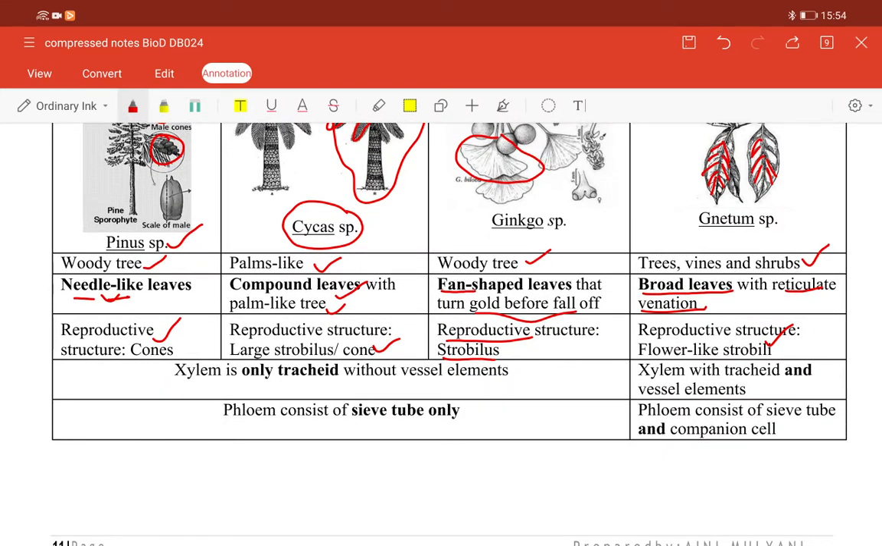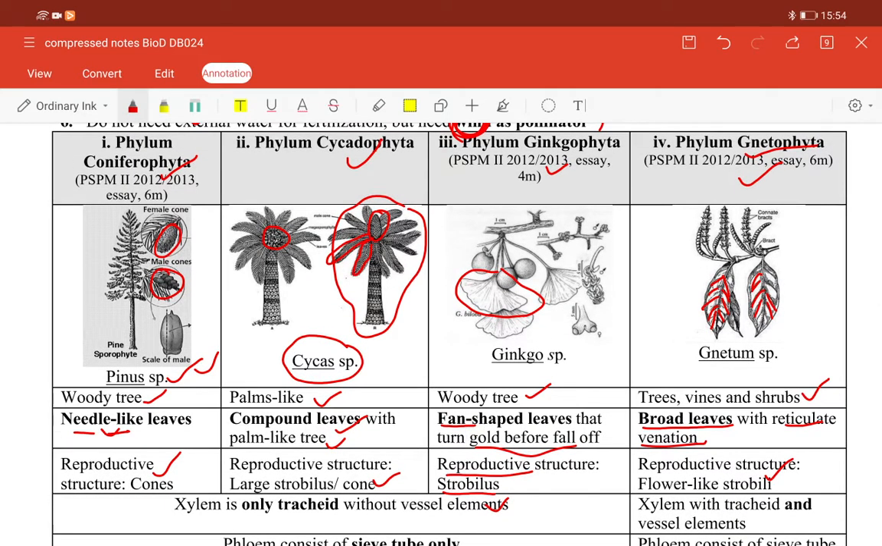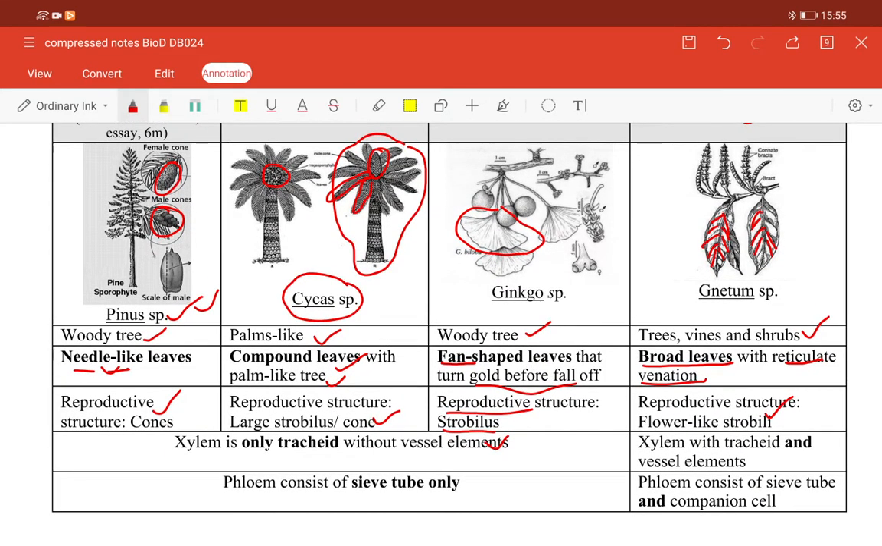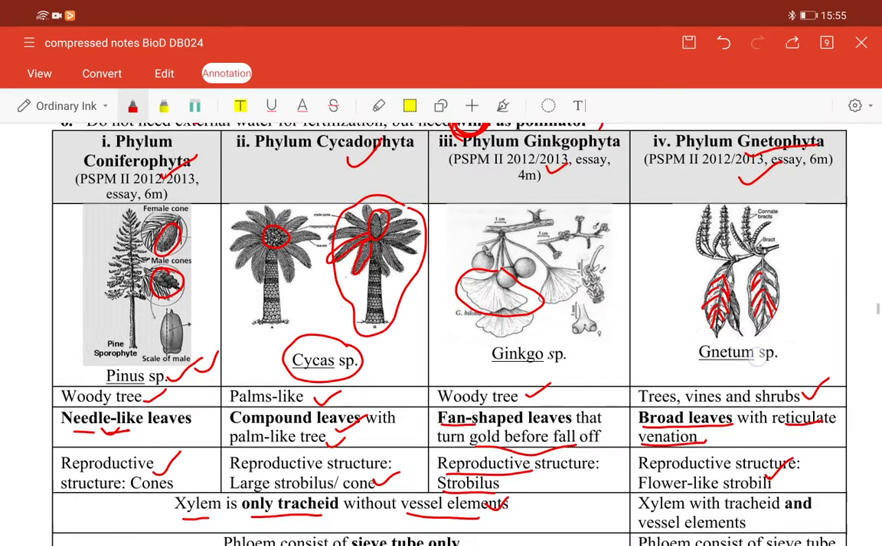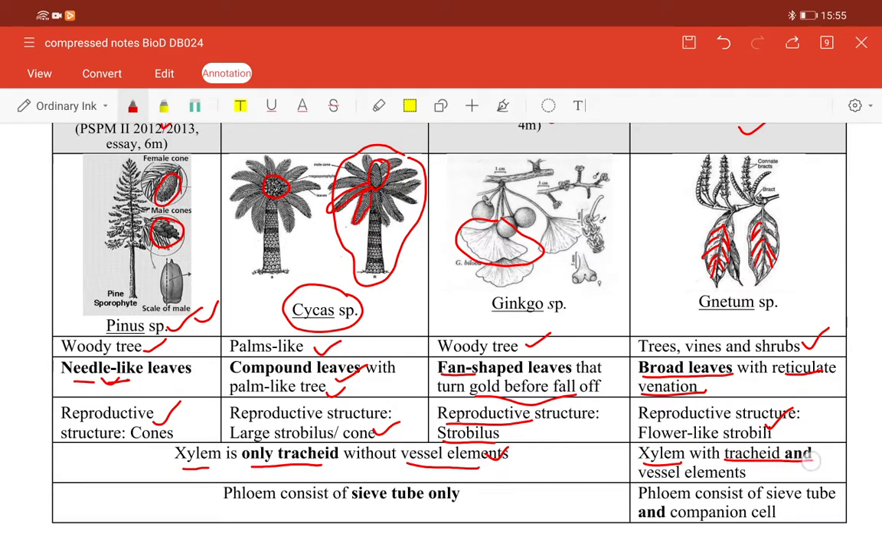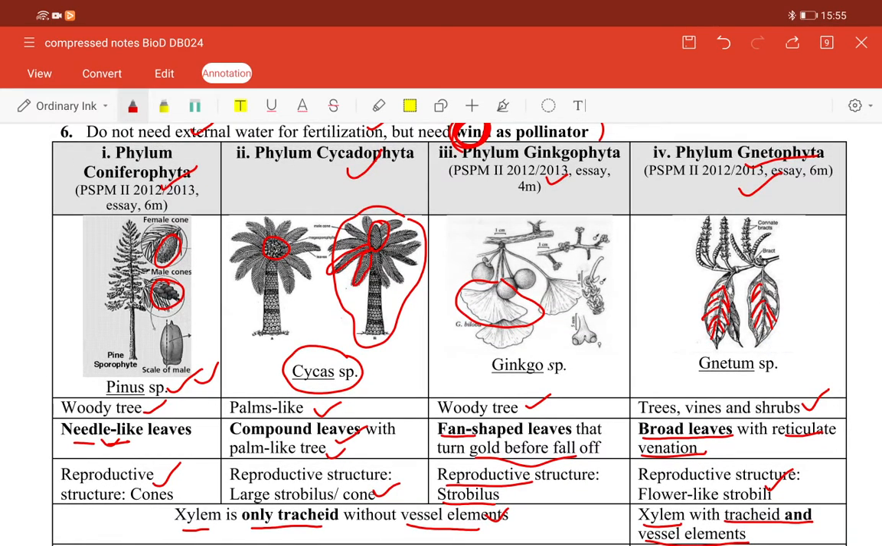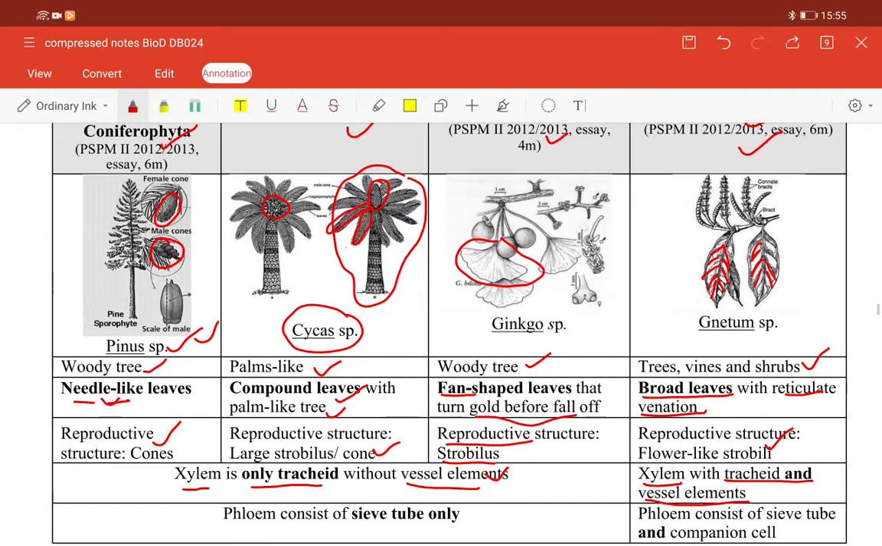Okay. While for the vascular tissues, xylem is only trachea without vessel for the three phylum. Phylum Coniferophyta, Cycadophyta dengan Ginkgophyta, they have xylem that only consists of trachea sahaja but without the vessel elements. Okay. Manakala phylum Gnetophyta, the xylem with trachea and vessel element. So you can guess that between the four phylum here, phylum Gnetophyta itulah mula dah menghampiri ataupun sama dengan Angiosperm.